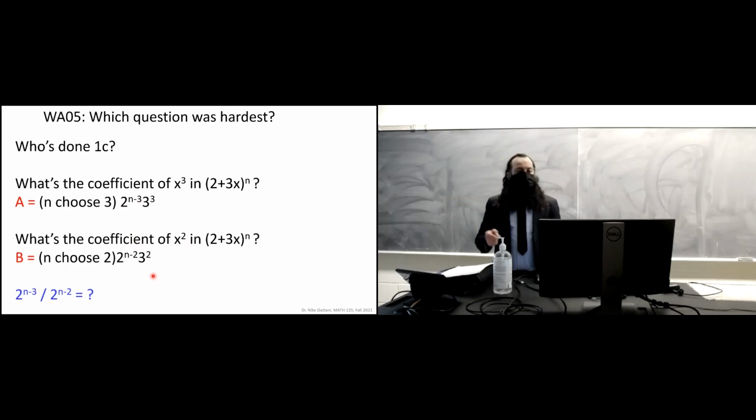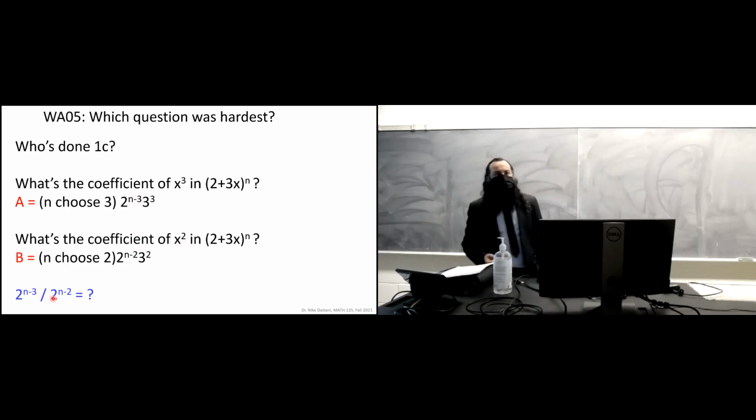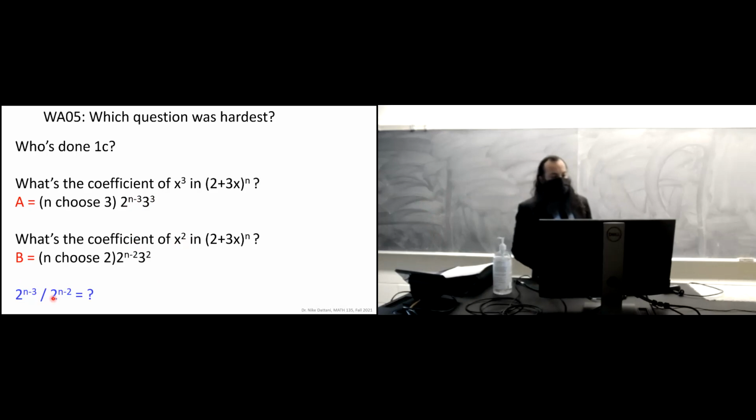Yeah, 1/2. 1/2. Okay, good. 2 to the n divided by 2 to the n. The 2 to the n's are gone. Then you have 2 to the -3 over 2 to the -2. So you have one extra negative in the exponent. That means you have 1/2. All right. So that is equal to 1/2.